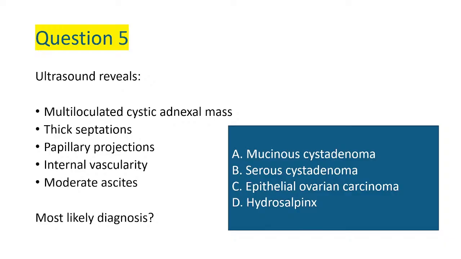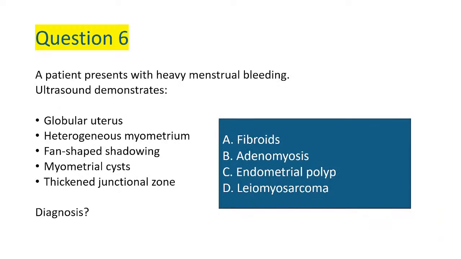You don't see papillary projections. You don't see internal vascularity. Serous cystadenoma is benign. The fluid, if it contains something abnormal, what is that abnormal? If it's normal, what is that? That's the normal fluid collection in the fallopian tubes. This is the right side of the neck, and you can see here.